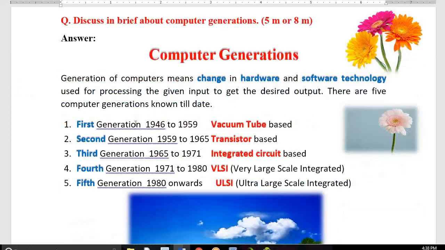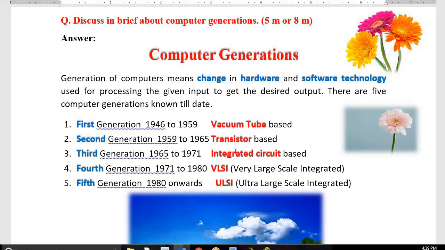First generation of computers: you need to memorize the years 1946 to 1959. We were working with first generation computers, and the major processing unit used within the first generation of computers was the vacuum tube. In today's machines we are using processors like ULSI and VLSI. i3, i5, i7 processors have these integrated circuits. But in olden days, in the first generation of computers, the vacuum tube was the processing unit.